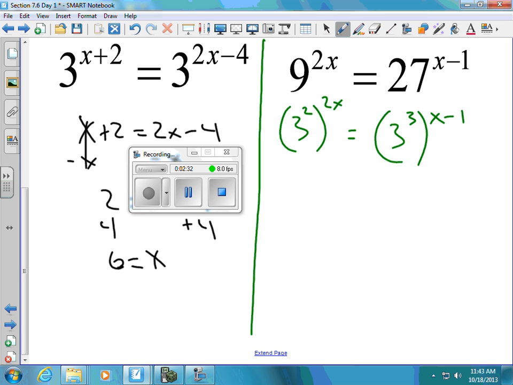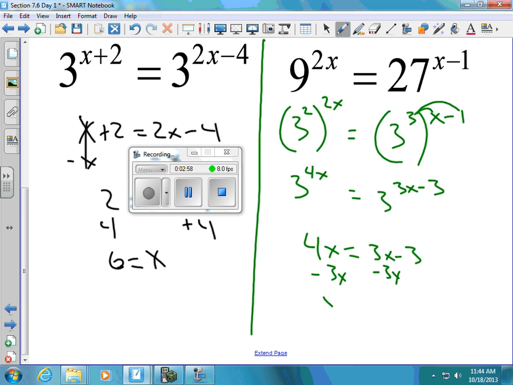So now we use our property rules and we say, okay, well, 2x times 2, that's 3 to the 4x. And we distribute 3 to x minus 1. Don't write 3x minus 1. That'll be 3 to the 3x minus 3. Now we have the same bases, just like we had in the last problem. 4x equals 3x minus 3. Subtract 3x from both sides. And x equals negative 3.